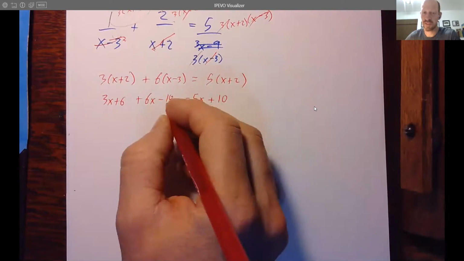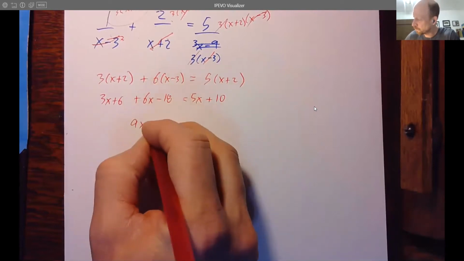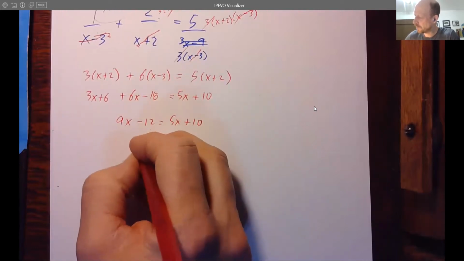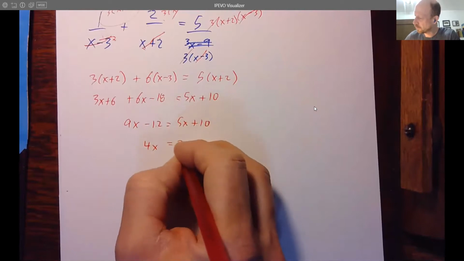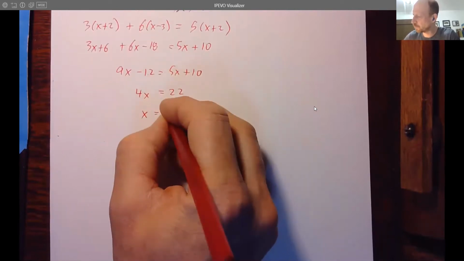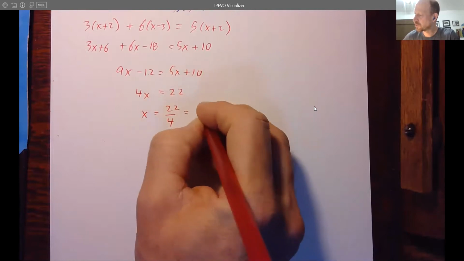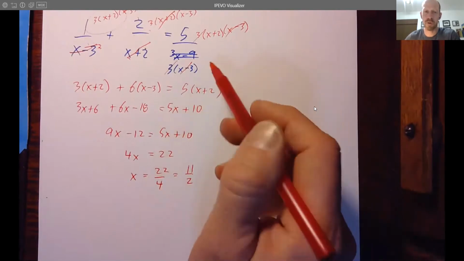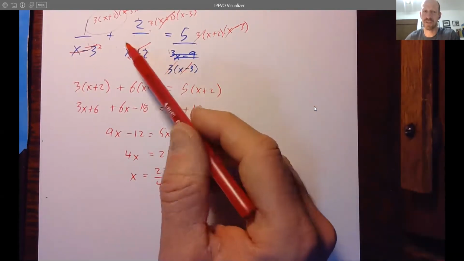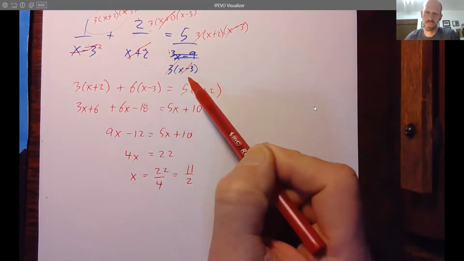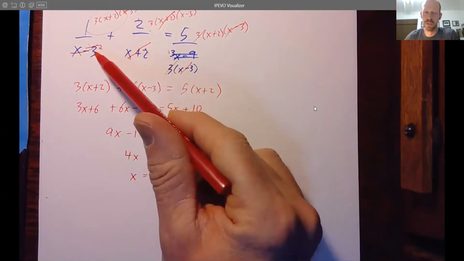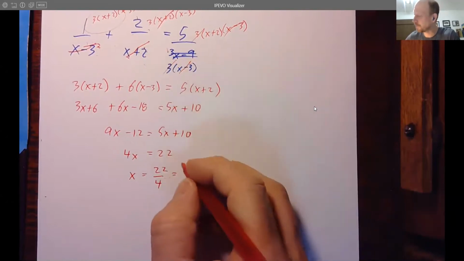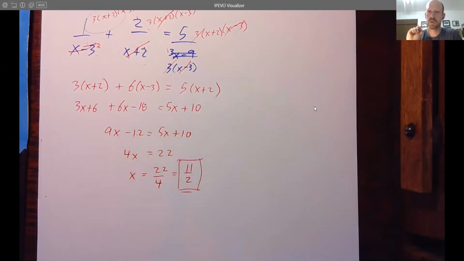Right, this one turns out to be a nice linear equation. Right, subtract that and I get 4x equals 22. So x equals 22 fourths, which is the same as 11 halves. And then I'm going back here because I want to make sure I don't make any of these denominators 0. Well, 11 halves is not an issue here. Right, 3 or minus 2 could be an issue, but 11 halves is fine. Yeah, there we go.